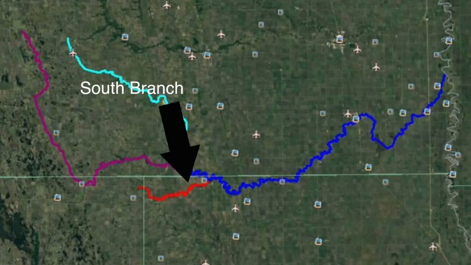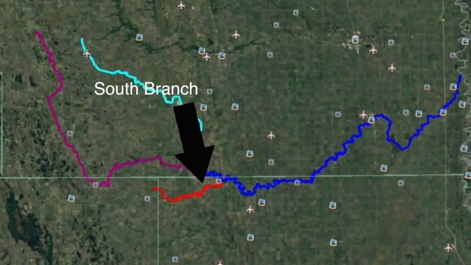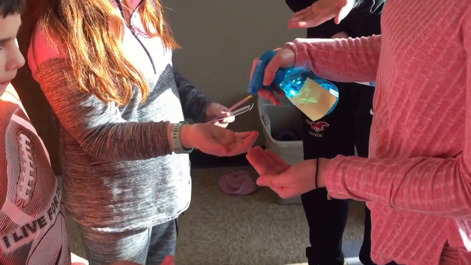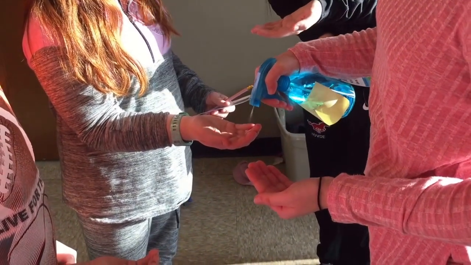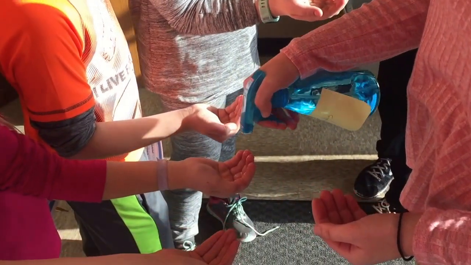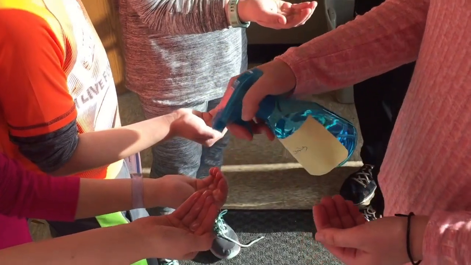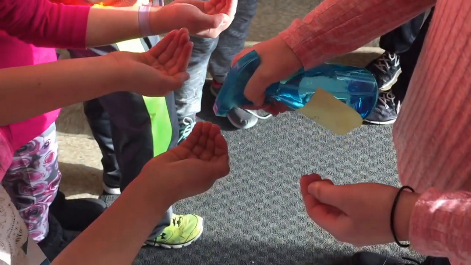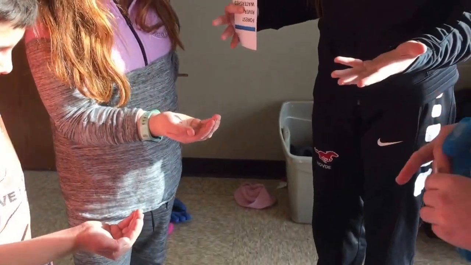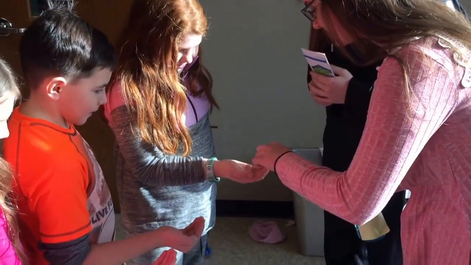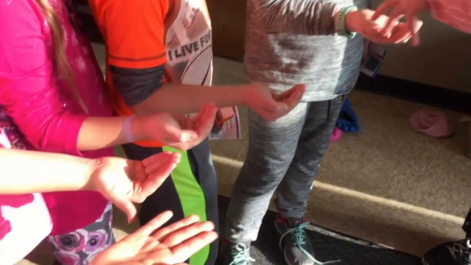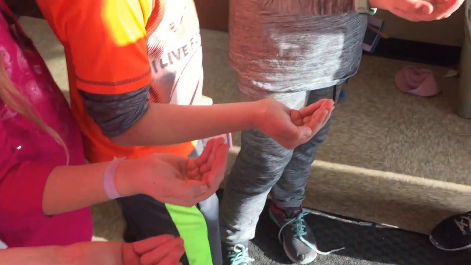We begin the tour with the South Branch, where the students get a foundation for what a watershed is. Hold your hand like this, and I'm going to spray some water in your palm. Where's all the water going? Does it stay in the same spot or does it spread out? Yeah, it spreads out. It goes all over your hand. So think of these little creases in your hand as the river, and these are little lakes. That's what a watershed is. Your watershed is your whole palm, and where the water goes is the river.